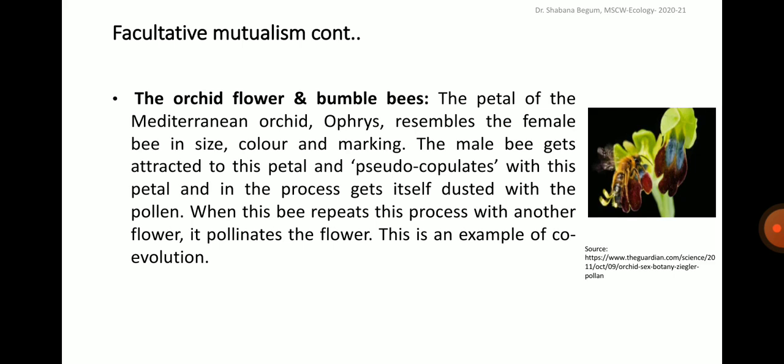So this is an example for facultative mutualism. The association here is between the orchid flower and bumblebees. So here the petals of the Mediterranean orchid, Ophrys, resembles the female bee in size, color and marking. The male bee gets attracted to this petal and pseudocopulates with this petal, and in the process gets itself dusted with the pollen. When this bee repeats this process with another flower, it pollinates the flower, and this is an example of co-evolution.